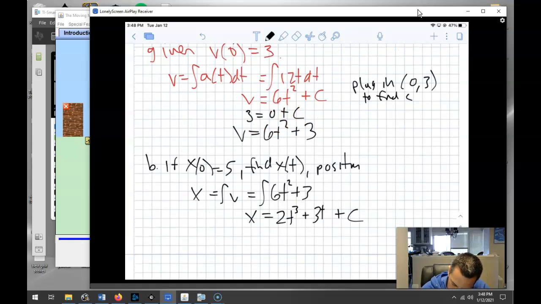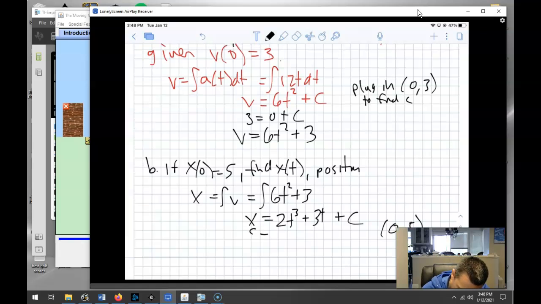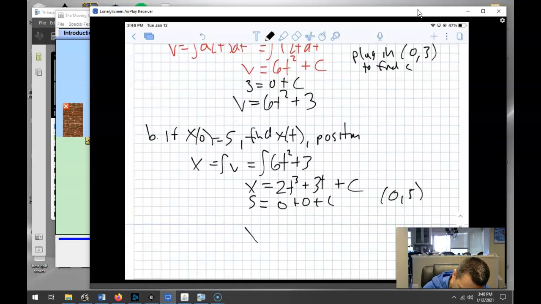Now again, I'll just plug in that initial condition there, that 0, 5. So I get 5 is equal to 0 plus 0 plus c. So my position function there is 2t cubed plus 3t plus 5. Okay, so that's just going the other direction, right? If you start with acceleration, you just integrate a couple steps to get back to that.